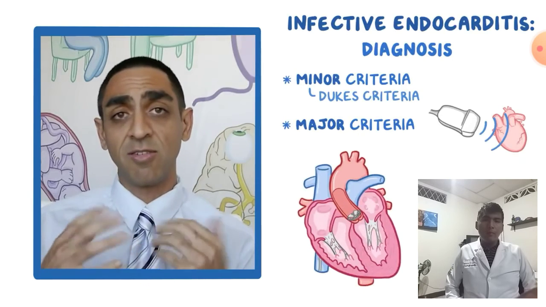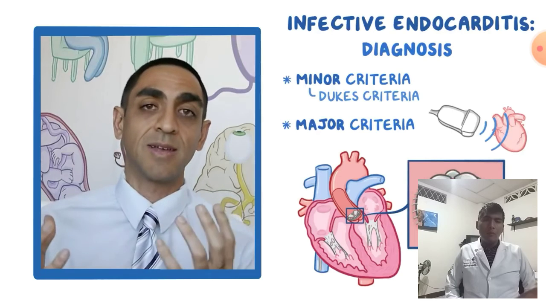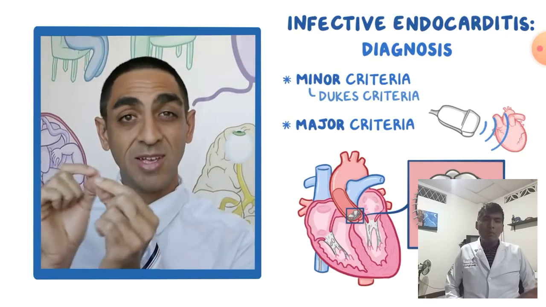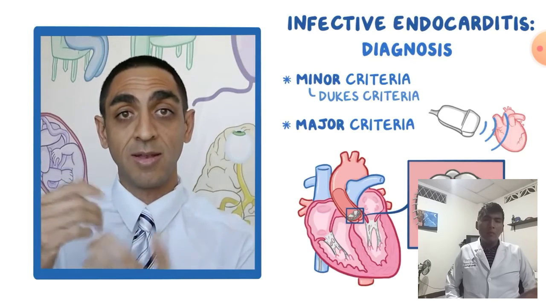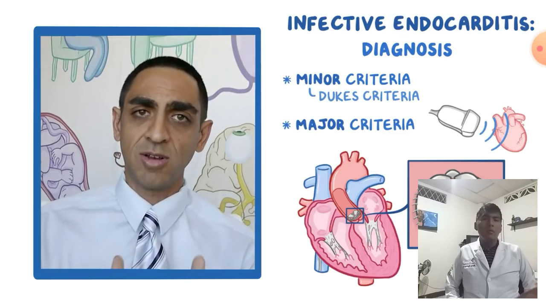And then if there's a prosthetic valve, dehiscence of the prosthesis is a classic example of what endocarditis will do. So if there's any evidence of dehiscence, then you want to make sure that you investigate for endocarditis. So those are the keys around diagnosis.